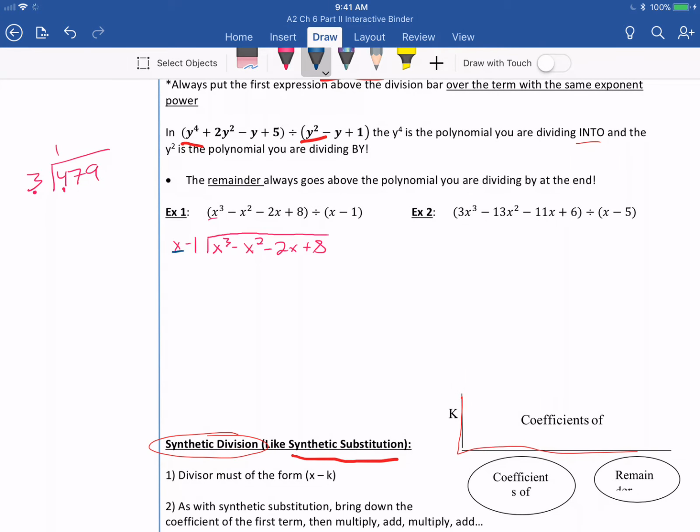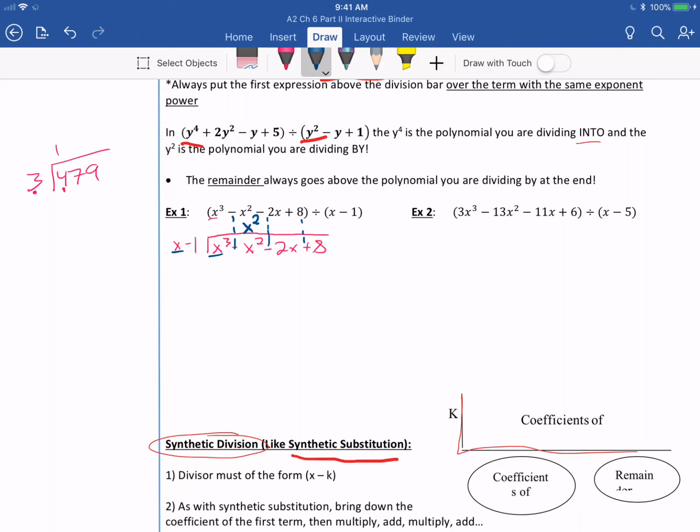So now I look at my x. How many times does that go into x cubed? If I divide it out, I have an x squared amount of times. So I'm going to put my 1x squared above the x squared. It's kind of easy if you put it in these columns with my x squared and my x's and then my numbers here. Okay? Awesome. So it goes in there x squared times.